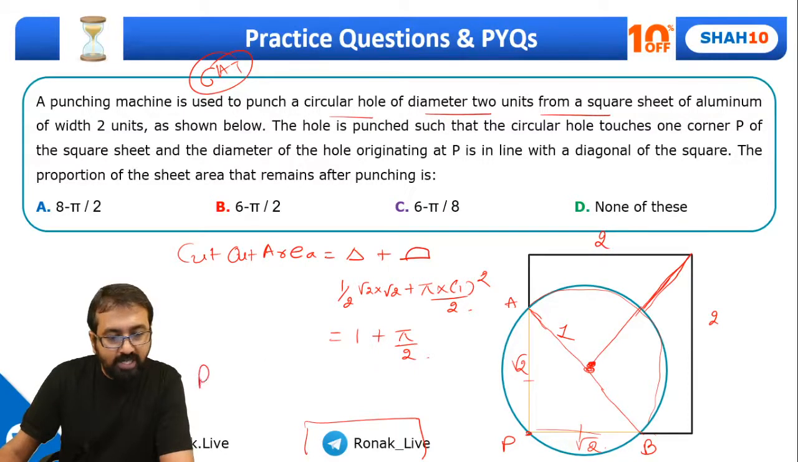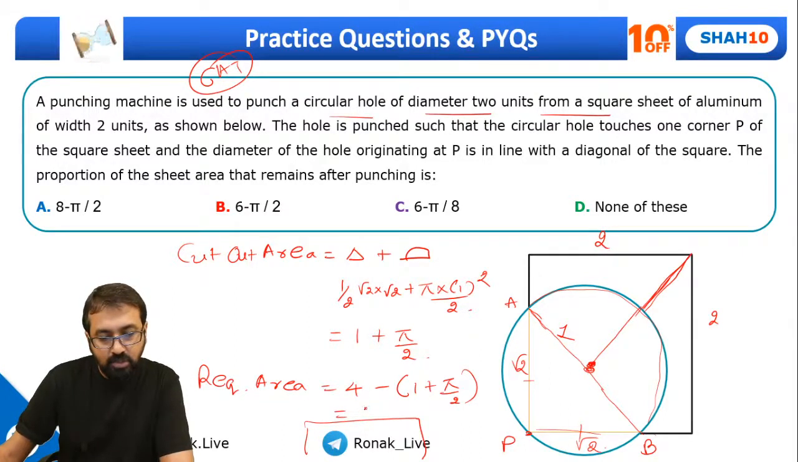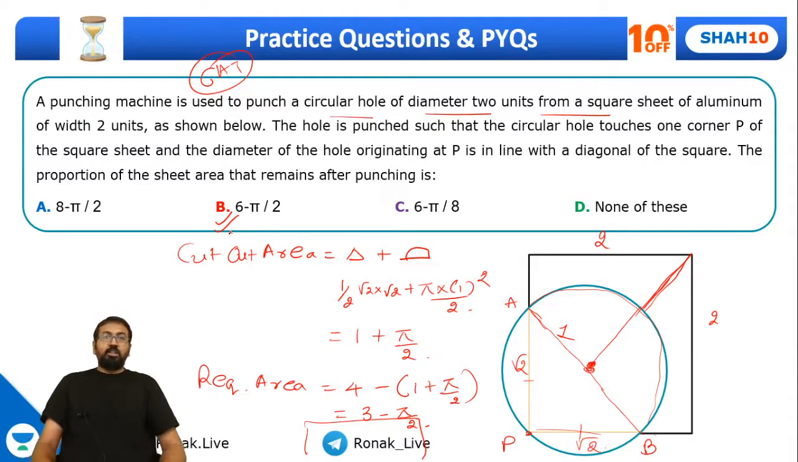So the required area is equal to the square area minus this 1 plus pi by 2. What is the square area? 4. So 4 minus 1 plus pi by 2. If you solve this, you will get 3 minus pi by 2, or you can also say it's 6 minus pi by 2. Are you all clear with this, guys?